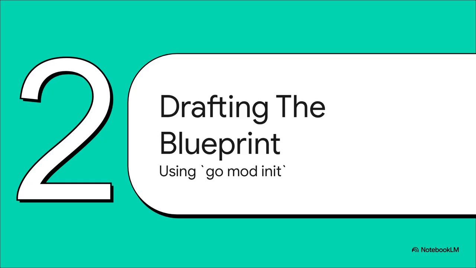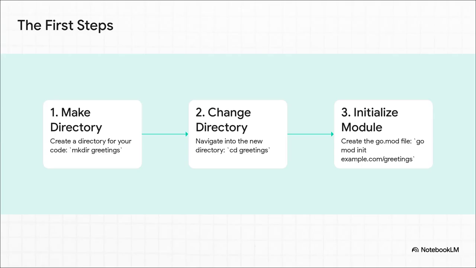All right, enough theory. It's time to get our hands dirty and actually build one of these things. The very first step is to draft the blueprint for our project, and we do that with one simple command. So first, we'll make a new folder. Let's call it Greetings, and we'll pop right into it. And then, the magic happens. go mod init. This command kicks off a brand new module, and that path we give it, example.com/greetings, acts as its unique name, its address on the internet. This becomes super important later if you decide to share your work with the world.